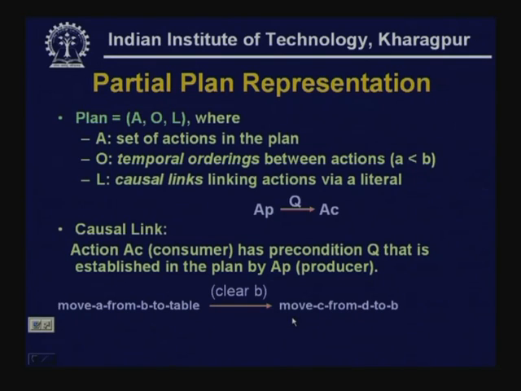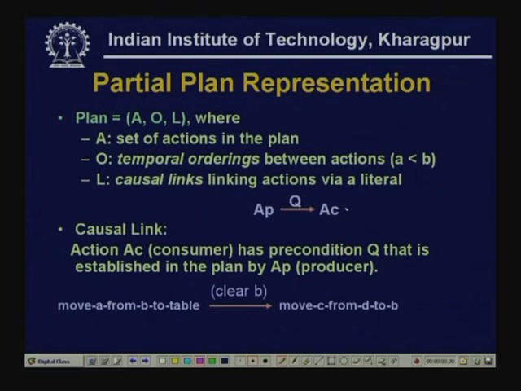So, this is a repetition of what I said earlier. A partial plan is described by the tuple A, O, L. A is the set of actions in the plan, O is a set of temporal orderings, of the form A precedes B, and L is the causal links linking actions via a literal. This is an example of a causal link. AP achieves Q for AC. Action AC has precondition Q that is established by the plan by AP.